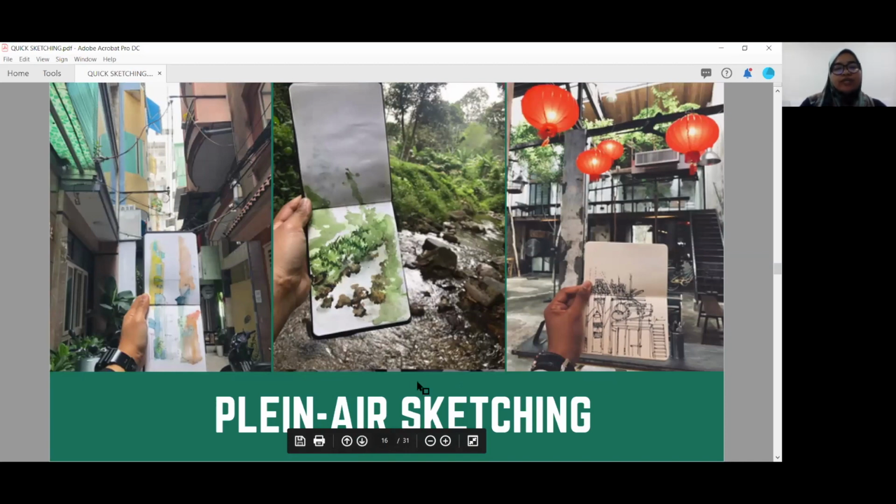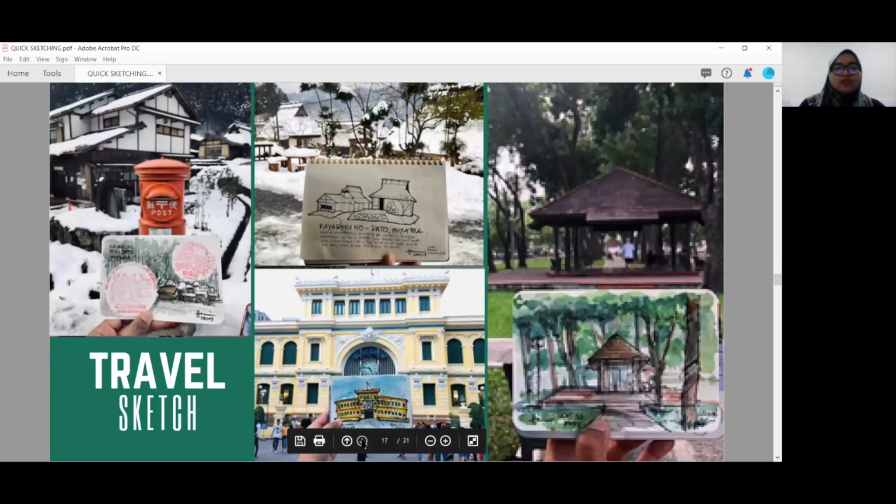Whenever I go traveling, I will bring my watercolor sketchbook or even my small sketchbook and whatnot to sketch the sceneries. This is in Vietnam. This is in one of the Kampung Orang Asli in Gombak, and also this is in Penang. So even in the cafes, I also do my sketches. Okay, this is partly of my travel sketch.